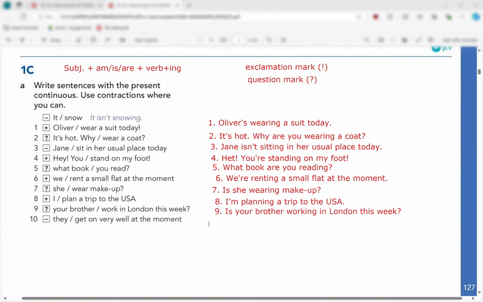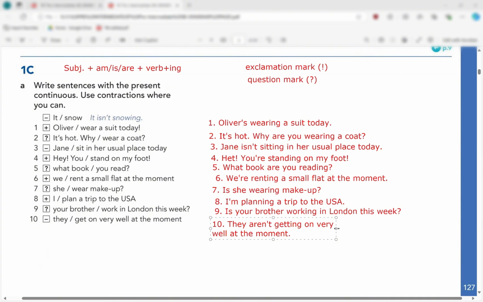Okay, guys. Number 10, negative. So we're going to handle that as well. They. So they is plural, obviously, right? So when it's they, we use are not, but the contraction is better. So aren't. They aren't. Obviously, get is the verb, so we're going to make ing. They aren't getting on very well at the moment.